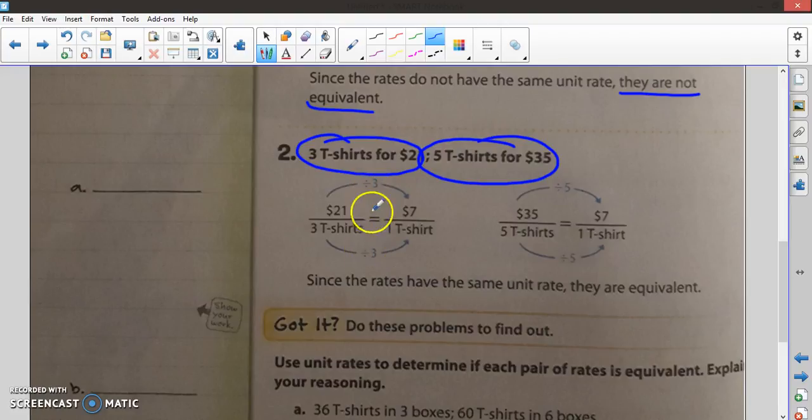We divide by 3 so that we can find that $7 is for 1 shirt. Over here we have $35 over 5. We divide by 5, and we also find that it's $7 for 1 shirt. So notice that this time the unit rates are equal. So that means that these two rates are equal.